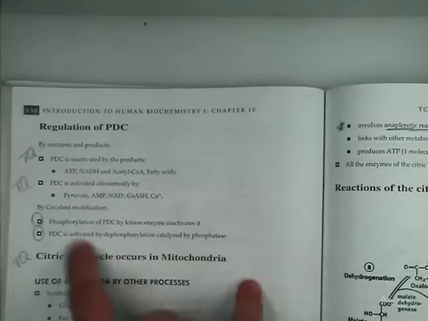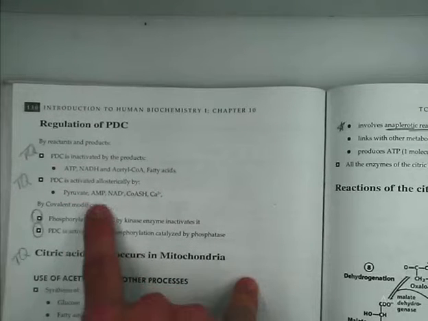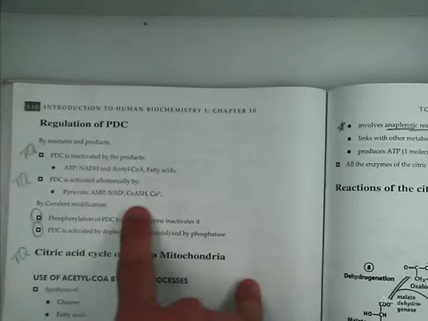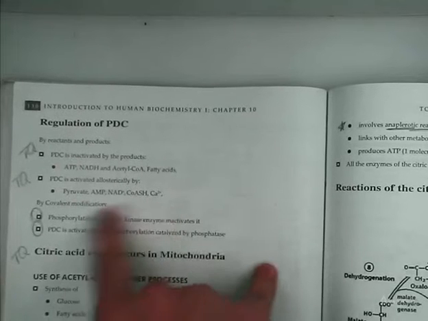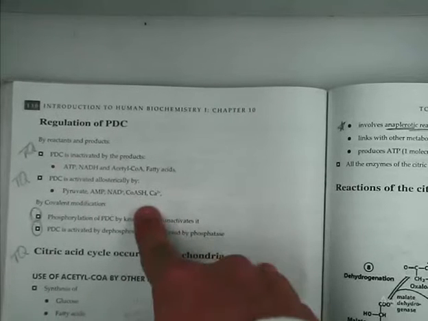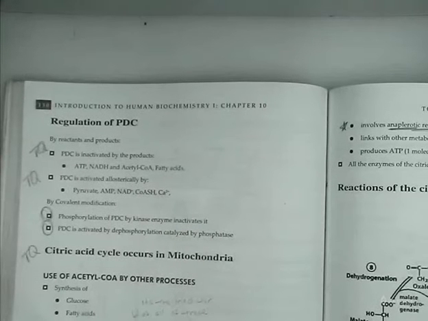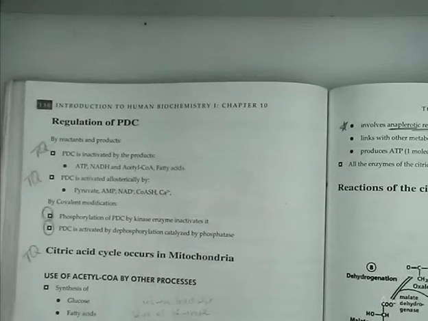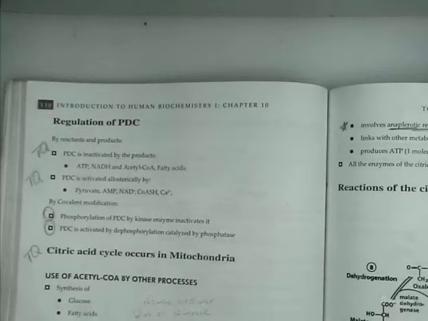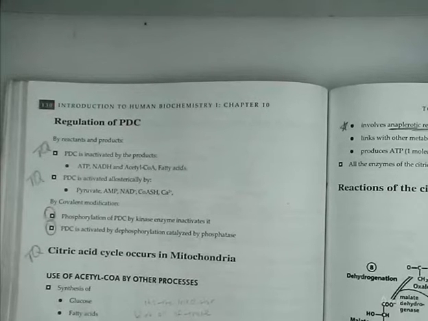So it's activated allosterically by pyruvate, AMP, NAD+, coenzyme A, calcium. Really, so everything on the left side of this equation, if you've got more starting materials, then obviously it's going to drive the equation forward to make pyruvate, to make ATP, etc.